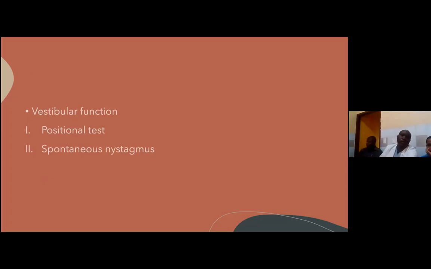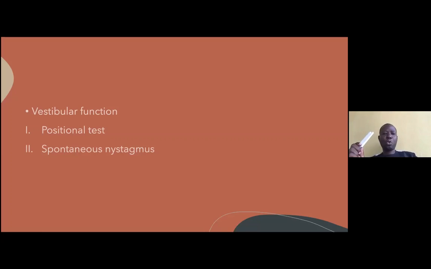For positional test, and then spontaneous nystagmus. Yes. Am I going too fast? Yes. Yeah, you are going a bit fast. Could you please talk about the conductive hearing loss regarding the use of the instrument?